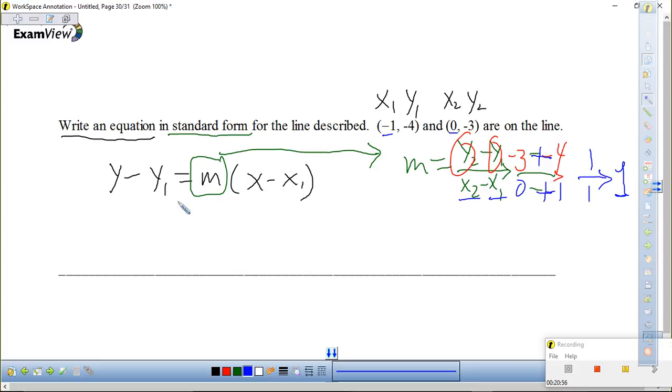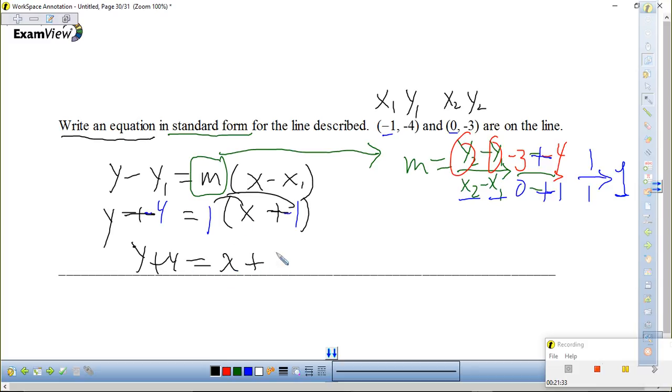Do we now have enough information to fill this in? So M is 1. What is X sub 1? Negative 1. What is Y sub 1? Negative 4. Bring everything else down: Y minus, equals, parentheses X minus parentheses. Negative times a negative, positive, positive. So this is, distribute. This is Y plus 4 equals X plus 1, minus 4, minus 4. Y equals X minus 3.